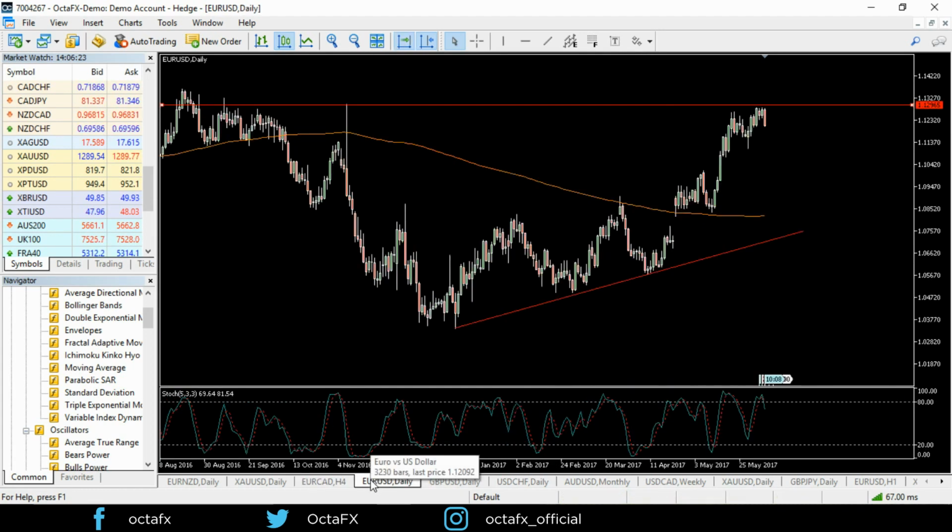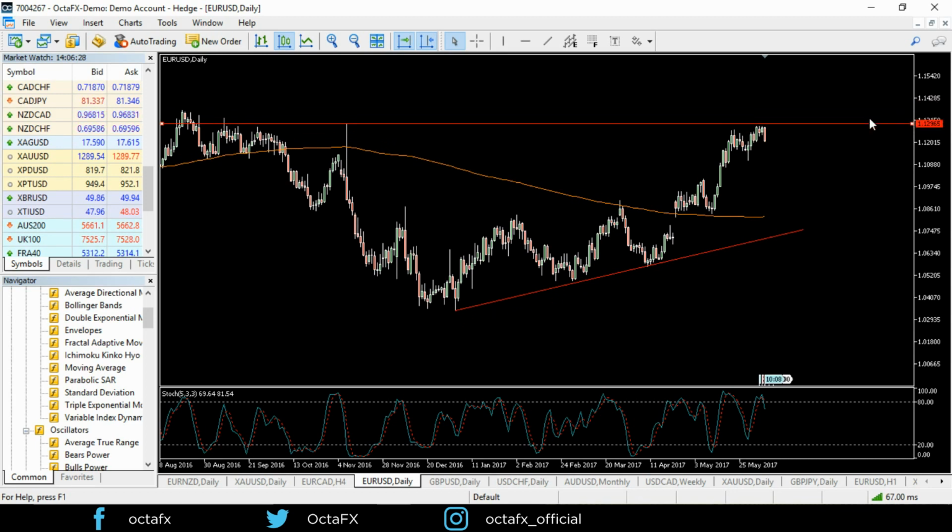Next up, let's look at the big one, EURUSD. We can see that price is consolidating underneath this major horizontal trend line here, and we're expecting a possible shake-up tomorrow with the fundamental news coming out with the ECB interest rate decision.